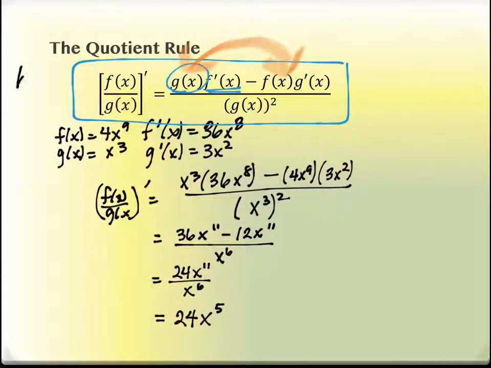Some mnemonic devices call this high and low, right? High for numerator, low for denominator. And so it's low d high, minus high d low, all over low low.